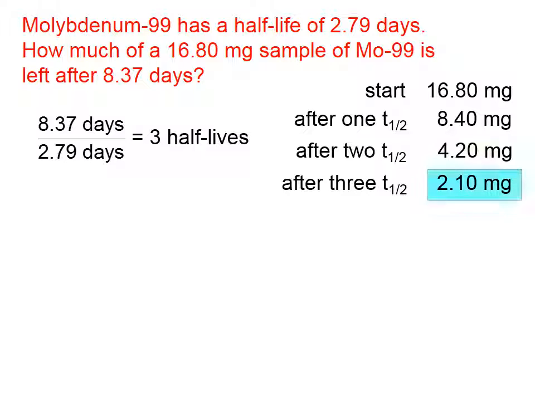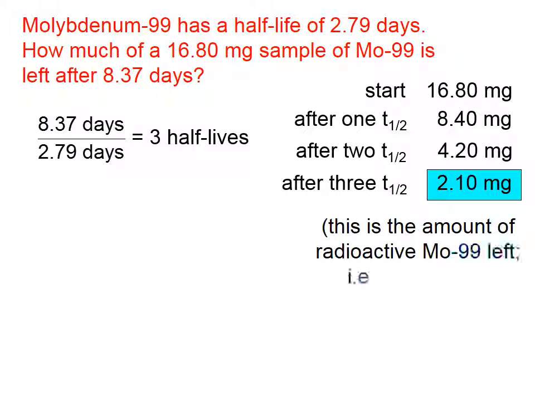I deliberately chose these numbers on purpose because I'm hoping that you could cut these numbers in half in your head. 16.8 cut in half would be 8.4. Cut that in half, 4.2, cut that in half, 2.1. That mass right there is the amount of radioactive molybdenum-99. The rest of it, namely 14.70 milligrams, is now stable material, or is the other isotope.